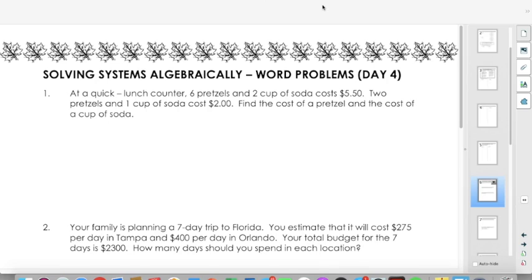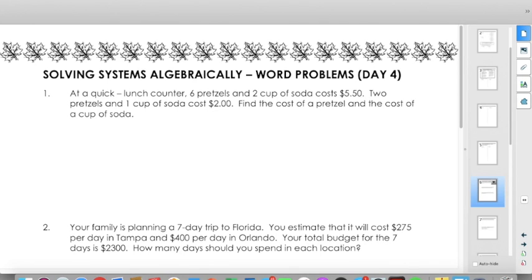At a quick lunch counter, 6 pretzels and 2 cups of soda cost $5.50. 2 pretzels and 1 cup of soda cost $2. Find the cost of a pretzel and the cost of a cup of soda. Okay, so we know a few things here. We know that we're going to have two unknowns. We're going to need to find the cost of a pretzel and the cost of a cup of soda.